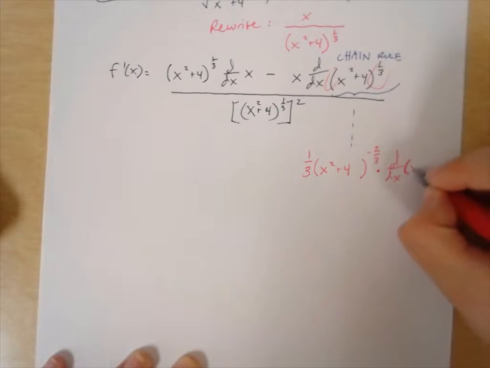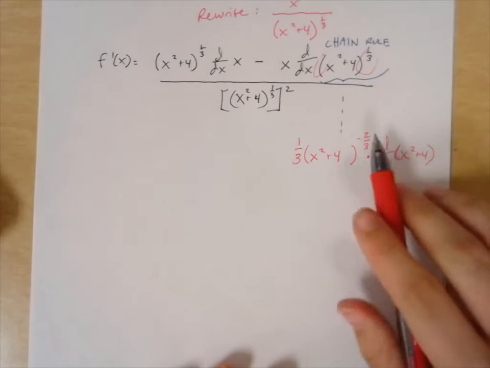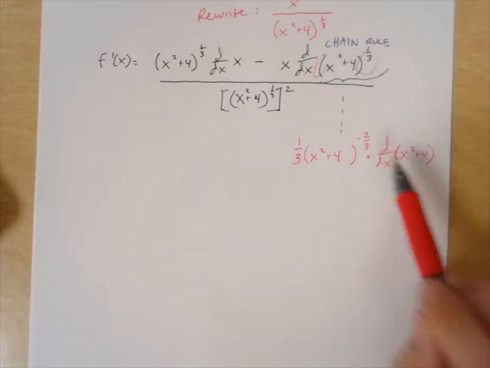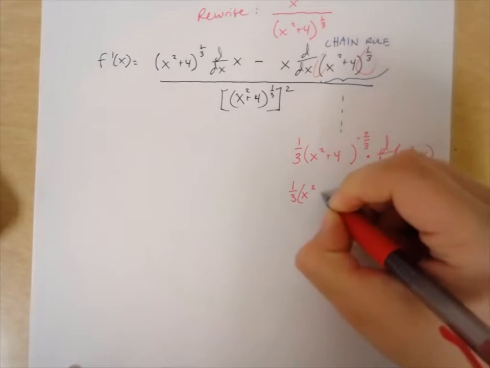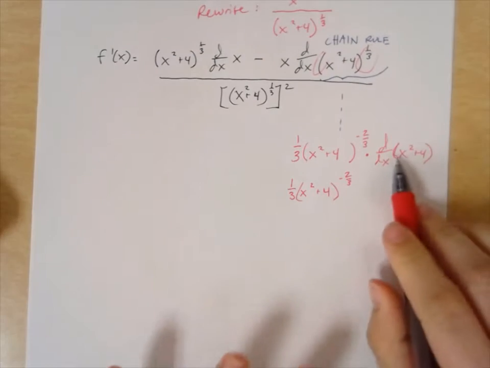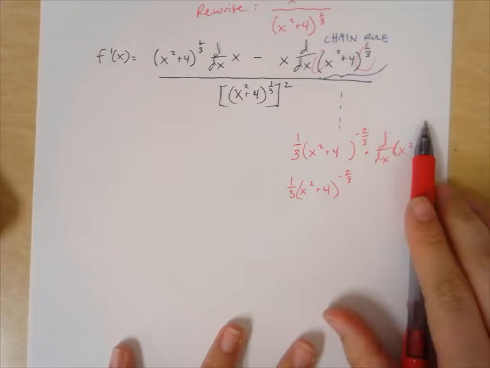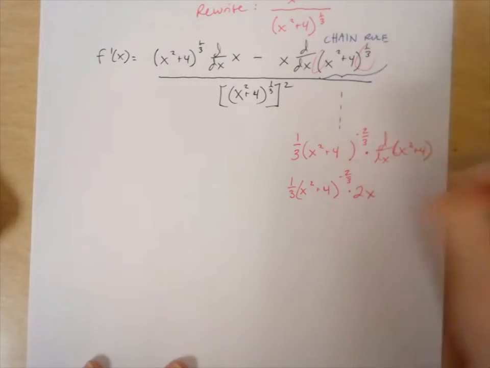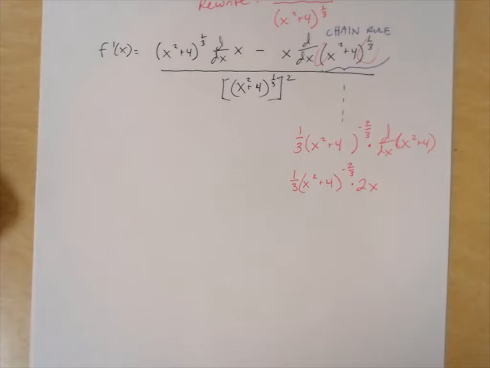The derivative of x squared plus 4. I can tell you right now, a common mistake is forgetting about this second part. Don't forget to take the derivative of the inside as well. So I still have my 1/3 outside x squared plus 4 to the negative 2/3. And when I take the derivative of here, I know the derivative of 4 is just going to be 0, and the derivative of x squared is going to be 2x. And so I've got some good stuff going on here.